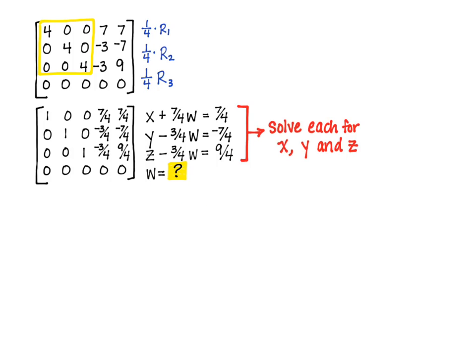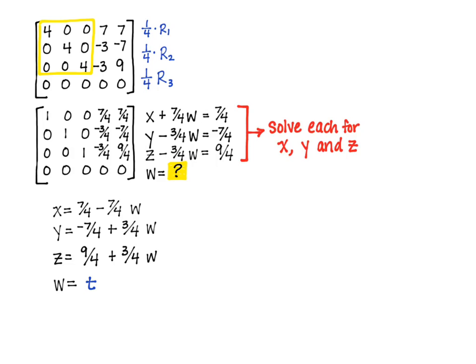And so what we do is we're going to solve each of these equations for x, y, and z, and it will be in terms of w. So when I solve for x, I get this. When I solve for y, I get this, and solve for z. And what's left is w. And so I'm saying that w can be anything. There's infinite possibilities. So we use the letter t, which means wherever I see a w in these 3 equations, I need to replace it with t.